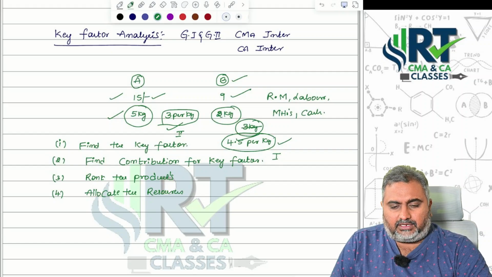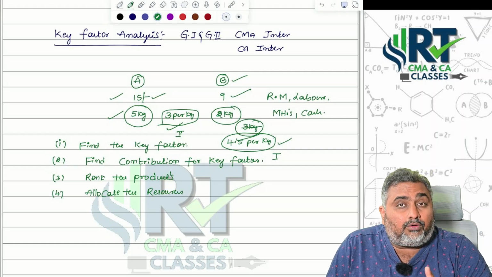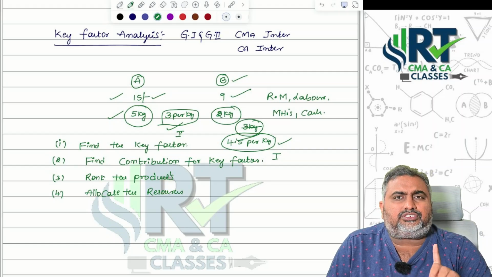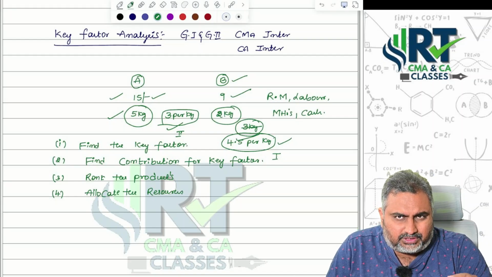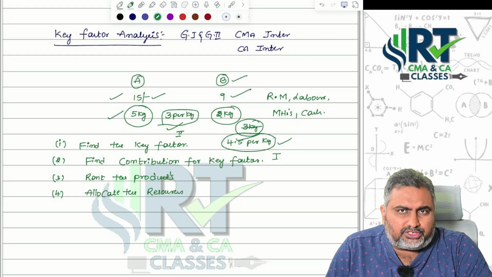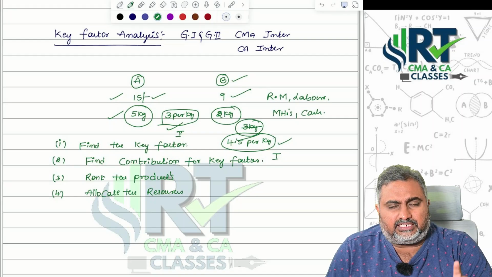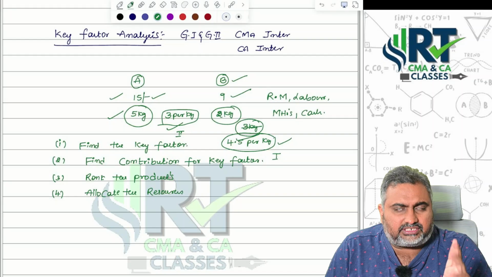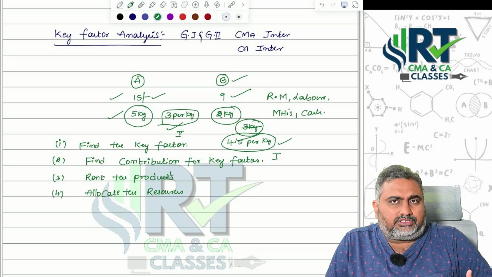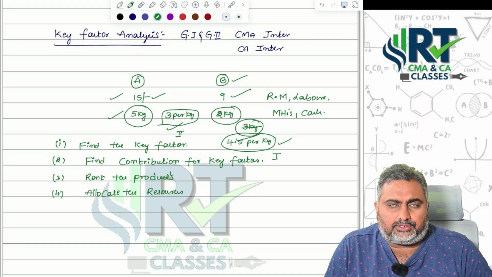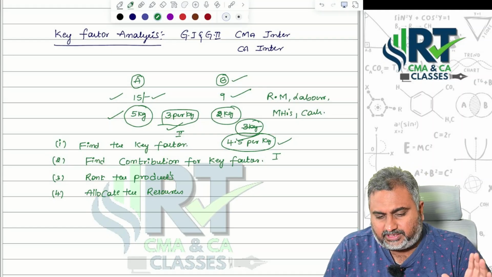Once you know the key factor, your immediate next step is to find out the contribution per key factor: contribution per kg, contribution per labor hour, contribution per machine hour. Once you have done the second step, your third step is to rank the products. After that, see in the question what resources are available with you, and allocate your resources accordingly to the concerned products.